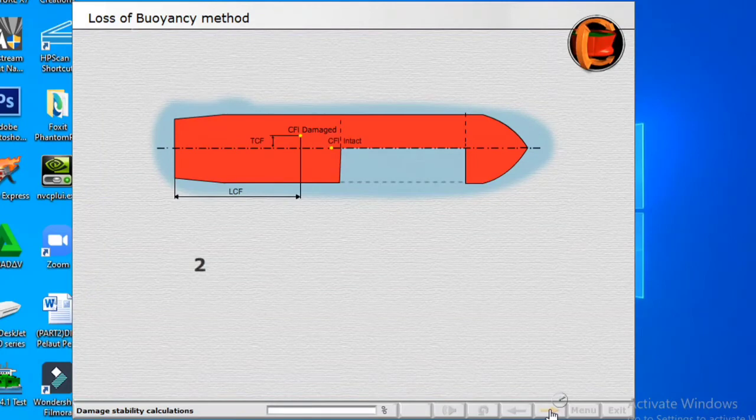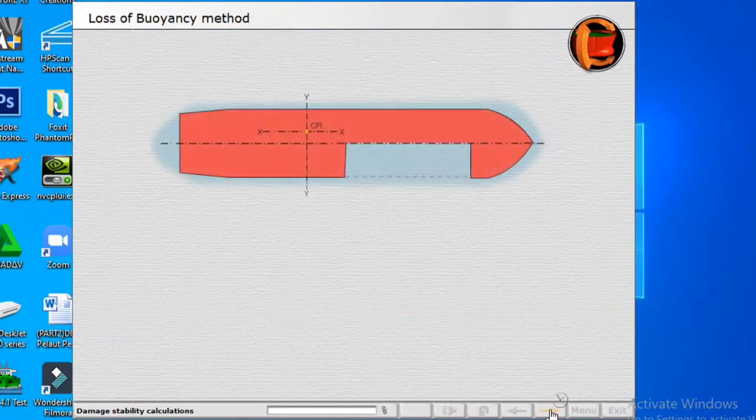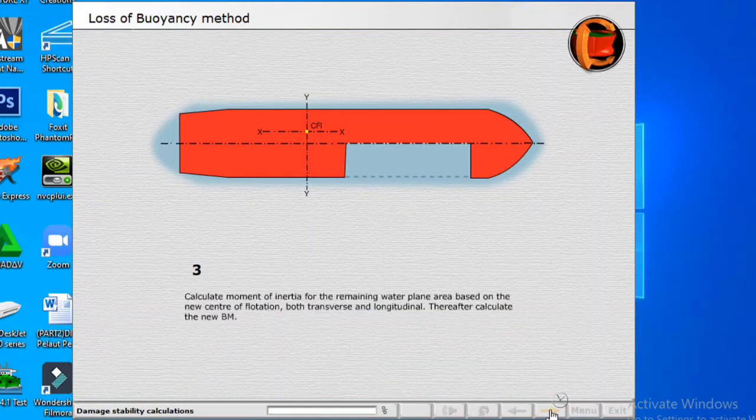2. Calculate the change in draft and the new location of longitudinal center of flotation, LCF, and transversal center of flotation, TCF, for the remaining waterplane area when damaged compartments are taken away. 3. Calculate moment of inertia for the remaining waterline area based on the new center of flotation, both transverse and longitudinal. Thereafter, calculate the new BM.